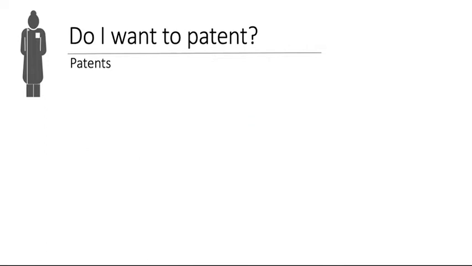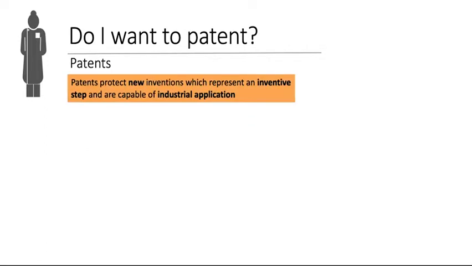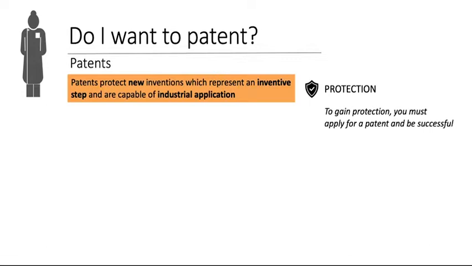So, yes. Do I want to patent? What are patents? Patents protect new inventions, which represent an inventive step, a step forward in innovation, and have industrial application. To be protected in the patent regime, you just need to apply in the patent office and you need to be successful in that application.